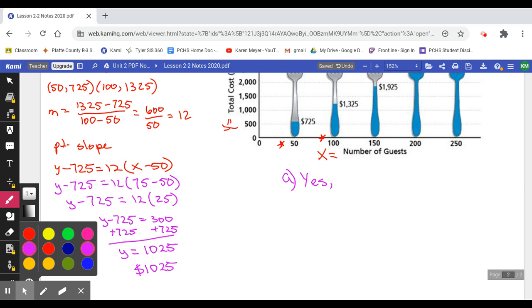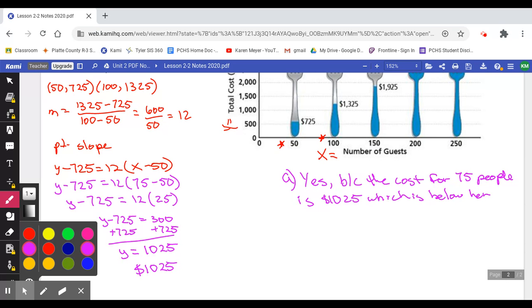So yes, because the cost for 75 people is $1,025, which is below her budgeted amount of $1,200.